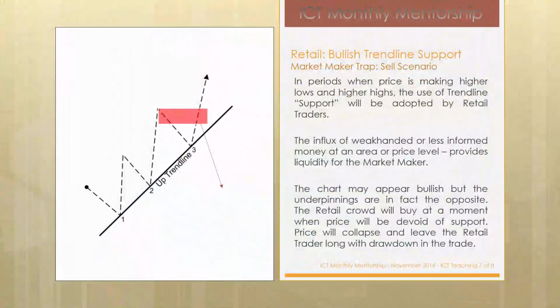The same thing said, just the opposite, when we're looking for that sell scenario in bullish trendline support. Retail is going to be looking for it to go higher. I'm looking for it to go down below point number 2. That's where everyone's stop loss is going to be.